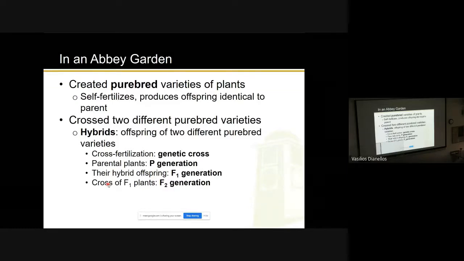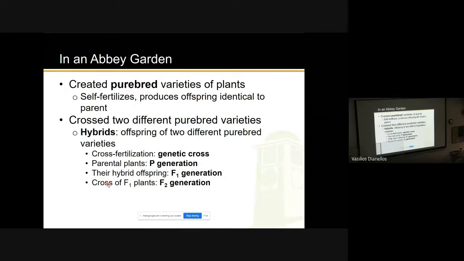All right. So we're still talking about what he did in Abbey Garden. He created what we call purebred varieties of plants. You need to know what purebred means. One, because if you don't understand what that word means, you won't be able to understand what I'm talking about in this chapter. Two, there's definitely a question on the study guide that asks you what a purebred plant is. And three, I might ask you on the exam.